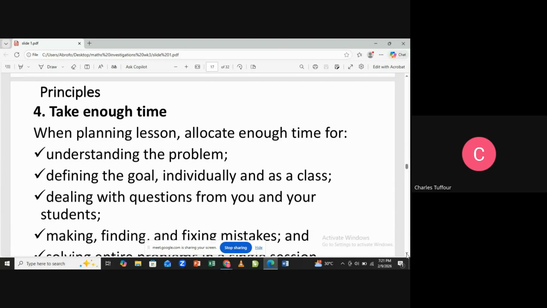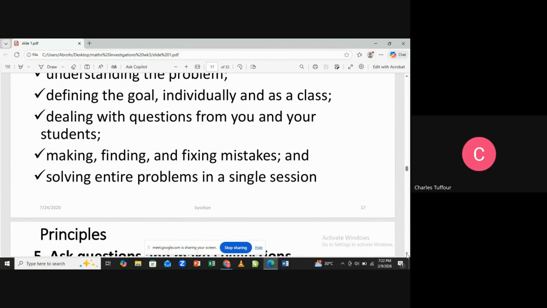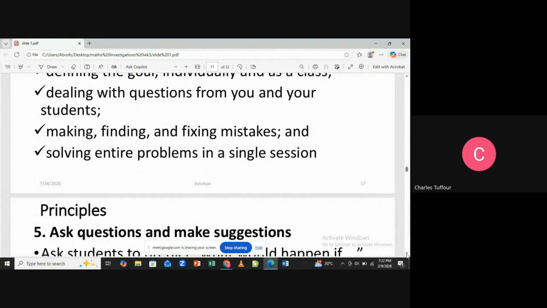We must stop this. When you give them problem solving tasks, we have to take our time. Give them enough time to practice. Give them enough time to read and understand the problem. Give them enough time to define their goals individually and as a class. Do not rush them. If you rush them, they cannot think. Problem solving goes with thinking, making conjectures, making clues, using heuristics. So if you rush them, they will become confused.